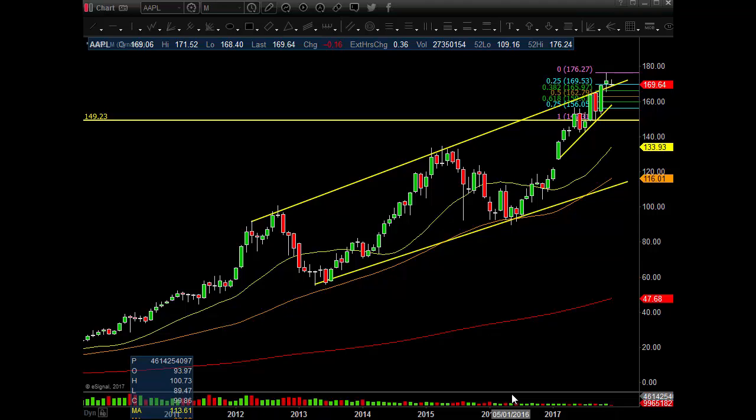Today we're looking at Apple and Facebook on the daily, weekly, monthly time frames using technical analysis here at StockBookie.com.